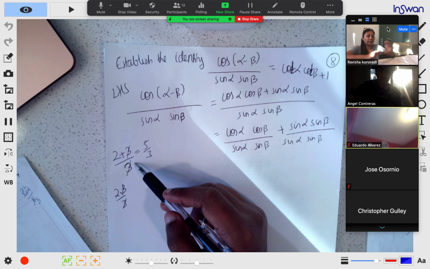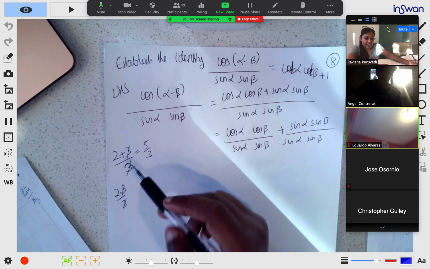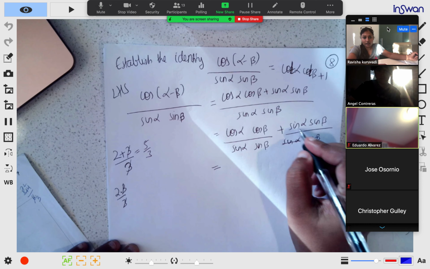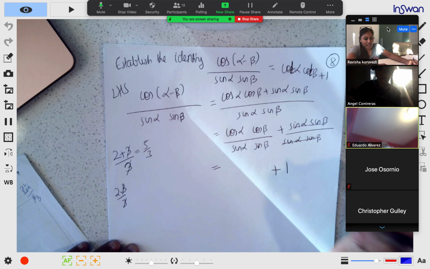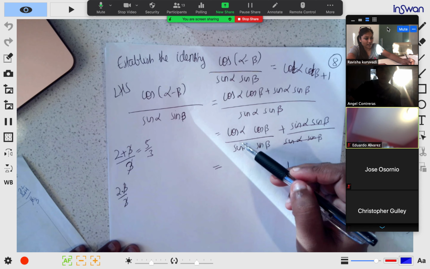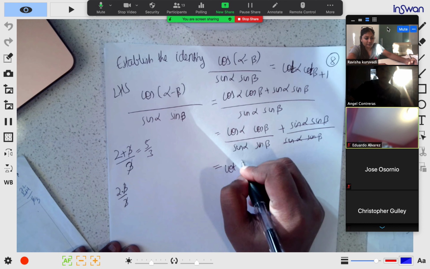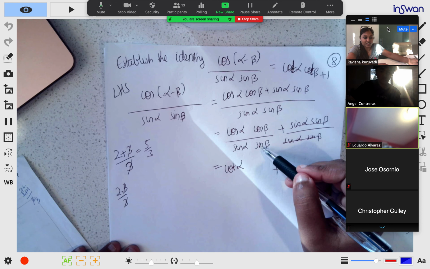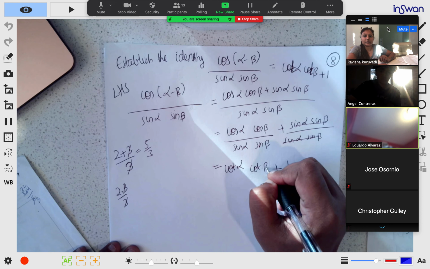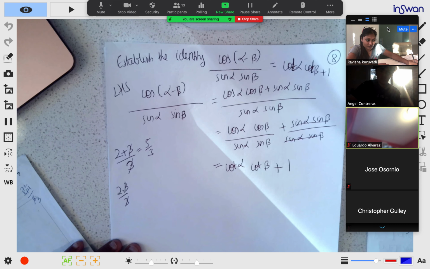So in this case, they cancel and you are left with 1. But on this side, cosine divided by sine of the same angle becomes cotangent. Similarly here, cosine divided by sine becomes cotangent. And that's what you needed, which is equal to your right-hand side.